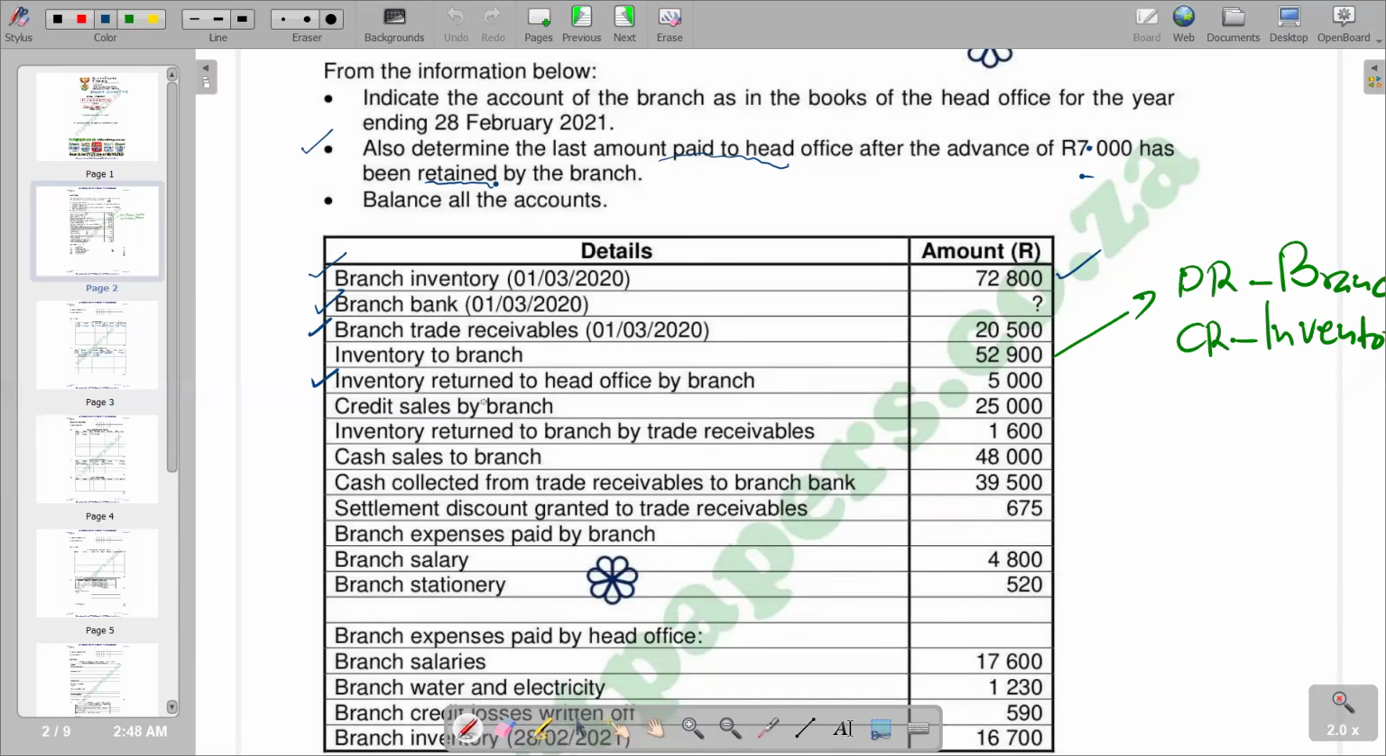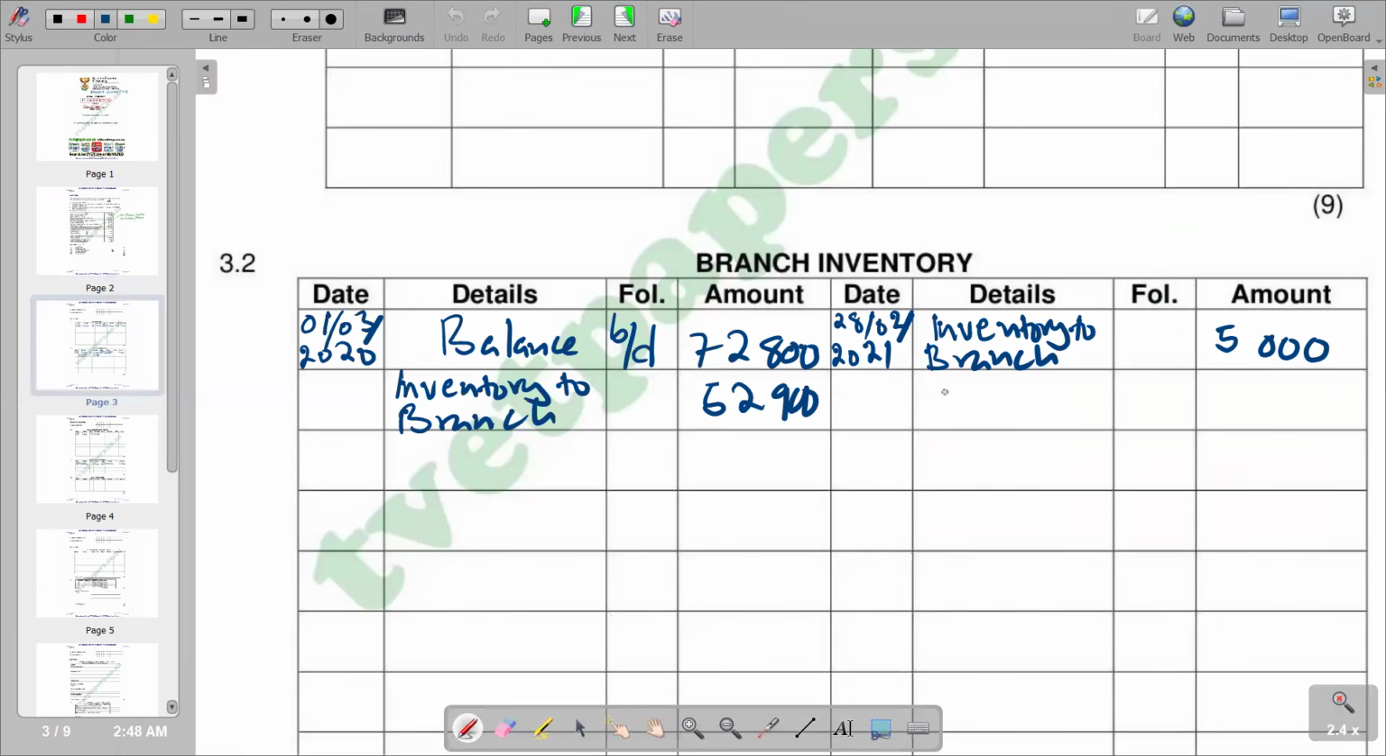So we are selling. So we are going to credit the branch inventory with 25,000, and then we debit the trade receivables. Branch trade receivables also 25,000. So we have those accounts in our question. So we complete the double and we can start in the branch inventory on the credit side, whereby we are saying it's supposed to go to trade receivables. And the amount that we have is 25,000.